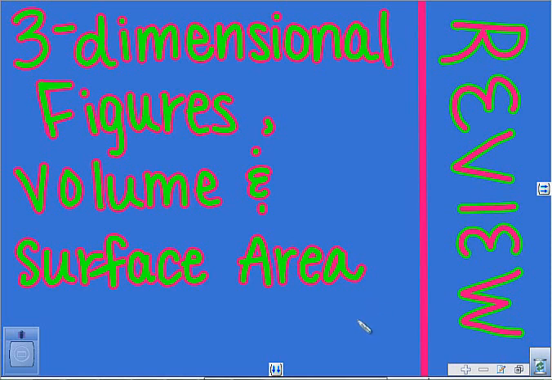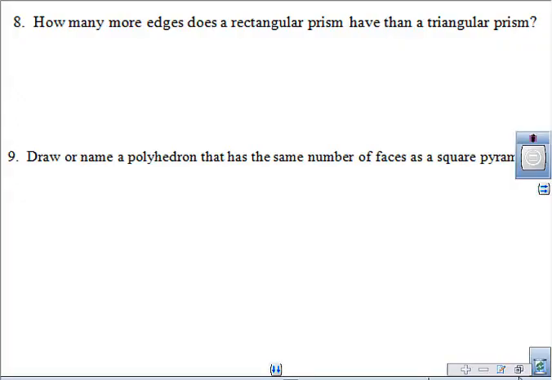Alright, this video is going to review the three-dimensional figures and volume and surface area. Here you are asked how many more edges does a rectangular prism have than a triangular prism?